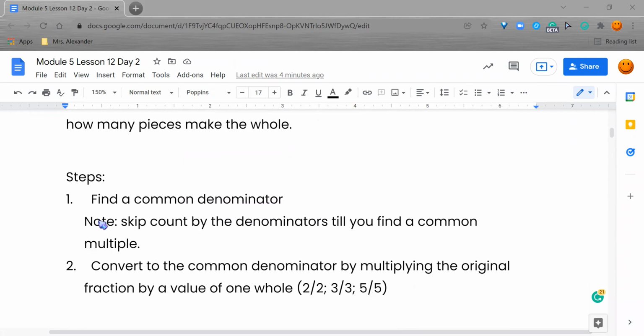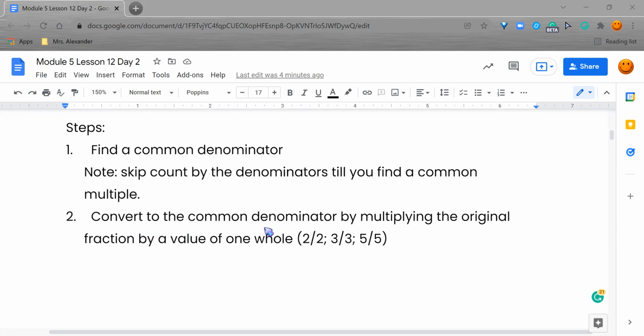Here are the steps you need to remember. You're going to find a common denominator. In order to do that, you're going to skip count by the denominators, whatever they are, till you find a common multiple. So you're looking for the same number within your denominators. Once you get that, you're going to convert to the common denominator by multiplying the original fraction by a value of one whole, like 2 over 2, 3 over 3, or 5 over 5. We always want to make sure when we're converting, we're not changing the amount, we're changing how many pieces. So it looks the exact same, it's just we have more pieces.